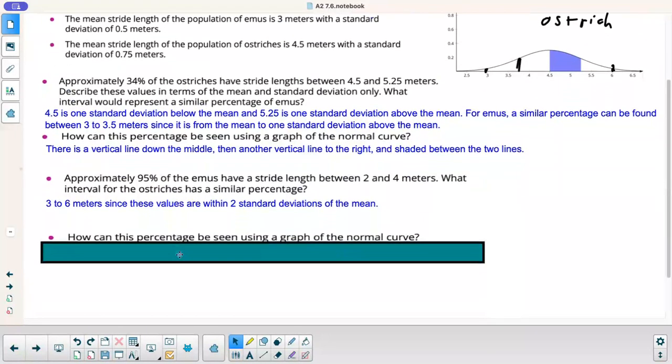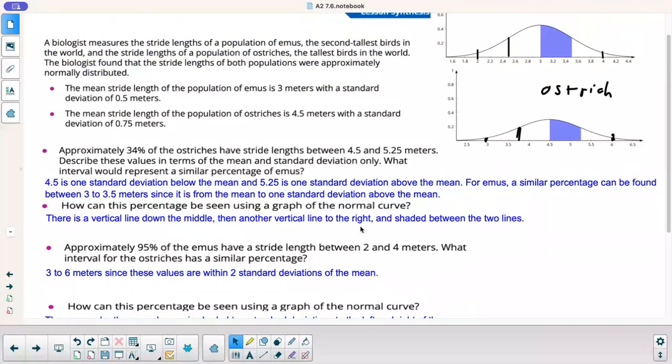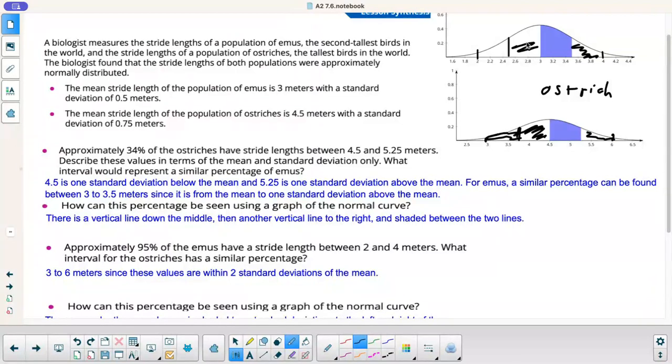How can this percentage be seen using a graph of a normal curve? The area under the normal curve is shaded, 2 standard deviations to the left and 2 to the right. So obviously I would shade the rest of this graph right here until I get there and until I get there. Same thing here, shade the rest of this thing. Okay.